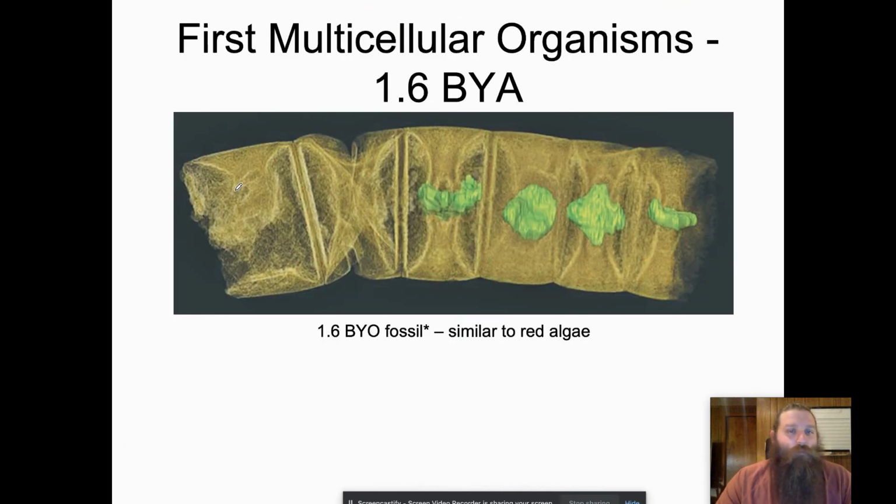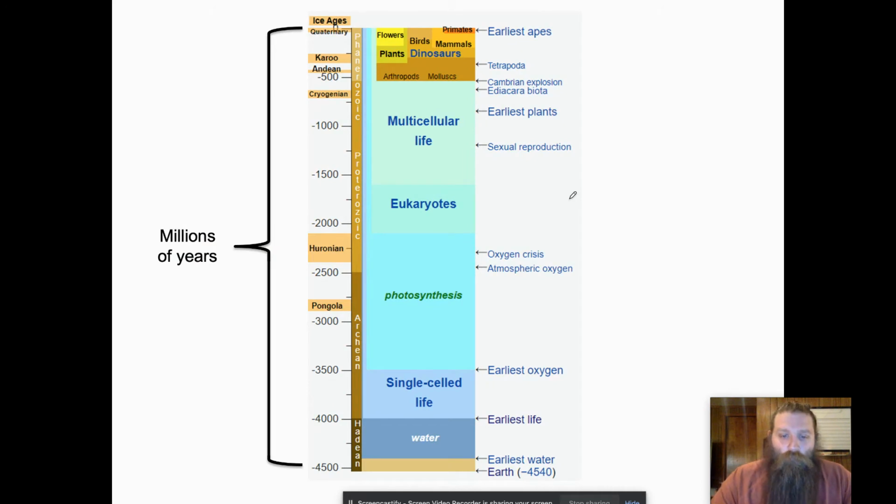Okay. Now, here is a 1.6 billion year old fossil of a multicellular organism. You can see the clear distinction between the cells. All right. And this cell has been x-rayed with some false color added so we can see what's on the inside of that. This is very similar to a red algae. And that was about 1.6 billion years ago. So let's look at this on a time scale.